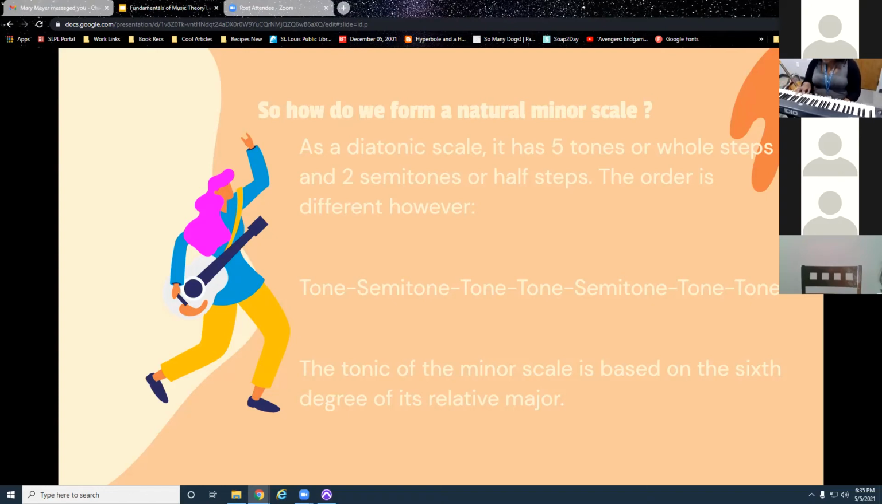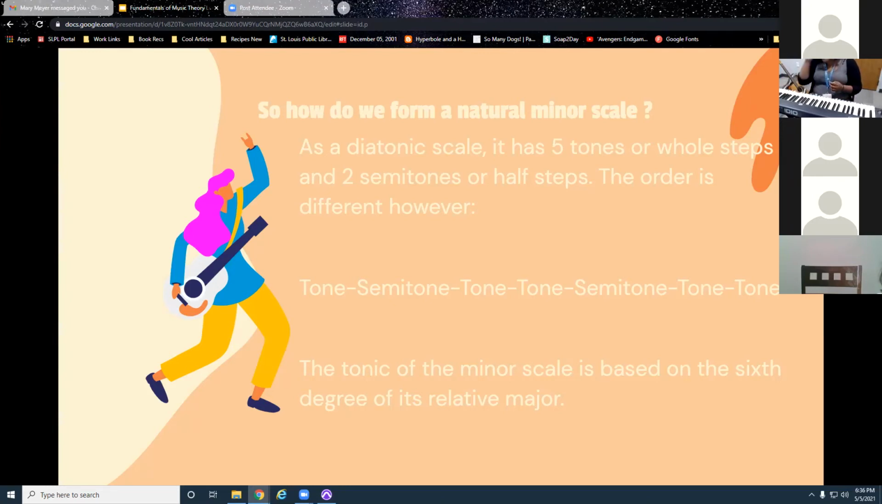It's like when we were looking at F. D is its relative minor because D was the 6th note. So that goes for really any of them. If you were to do G major, you'd have G, A, B, C, D, E, F sharp, and then back to G. Then that sixth degree would be E. So E is the relative minor.